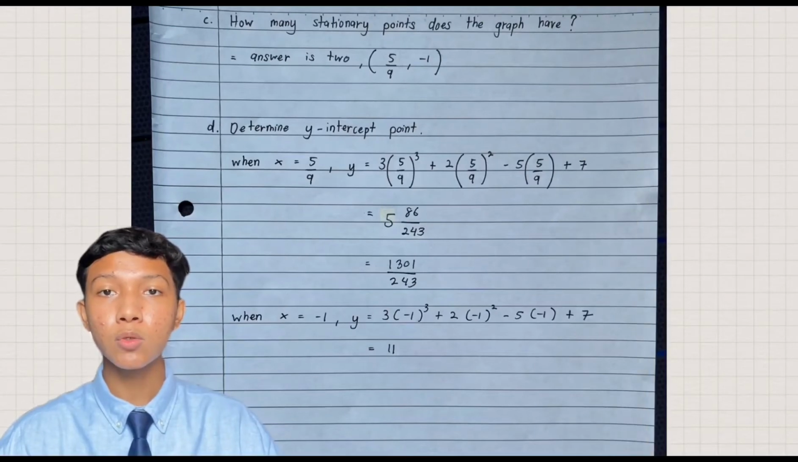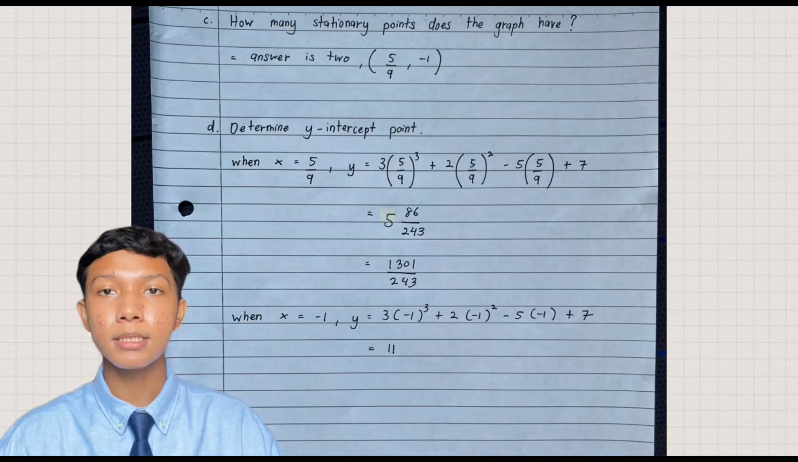Okay, now we go to question C and D. Question C is how many stationary points does the graph have? The answer is 2: 5 over 9 and negative 1. Question D. Determine the y-coordinates. When x equals 5 over 9, y equals 3 times (5 over 9) cubed plus 2 times (5 over 9) squared minus 5 times (5 over 9) plus 7.